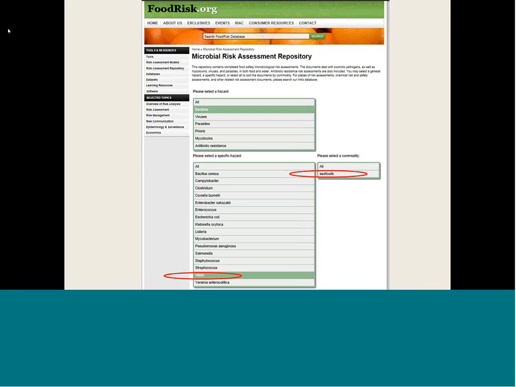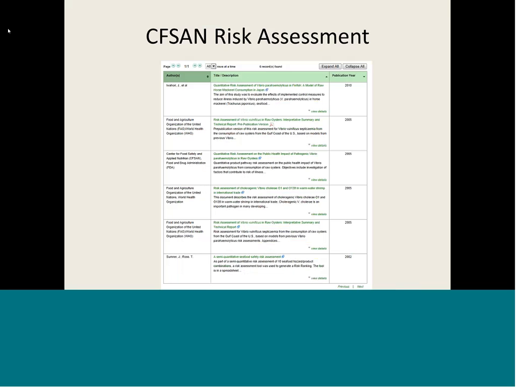So we're going to be looking at Vibrio, and we'll be interested in Vibrio seafood risk assessments. When you select these two items, it will bring you to a page like this with a number of Vibrio seafood risk assessments. And the one that we're using right here is from the Center for Food Safety and Applied Nutrition, Food and Drug Administration.